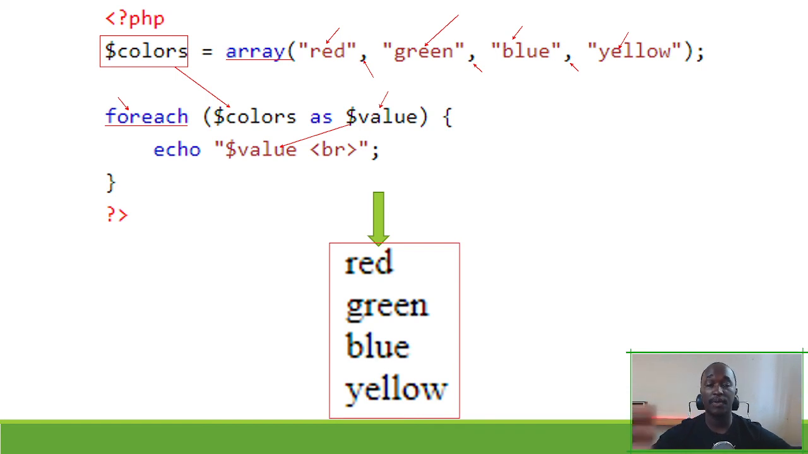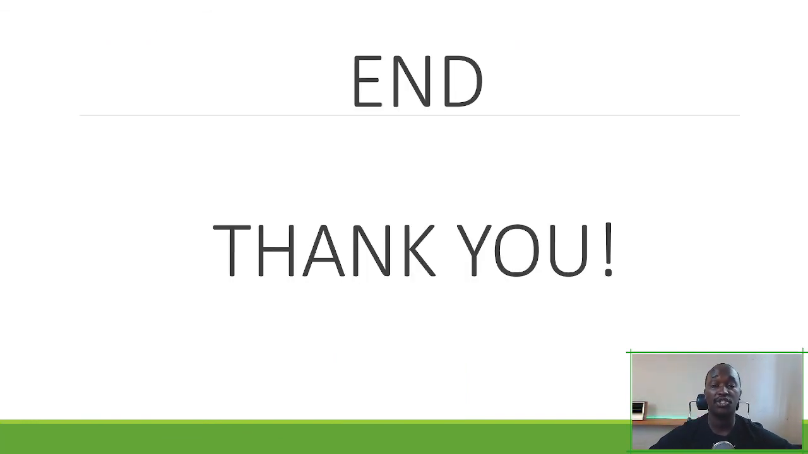Now for each is very important, especially when printing values from the database, because most of the time when you retrieve multiple values from your table in the database, you're given back those values in an array, and therefore normally we use the for each to access those values, to loop through those values as we print them, for example in a table. So that's one of the practical applications of the for each loop.